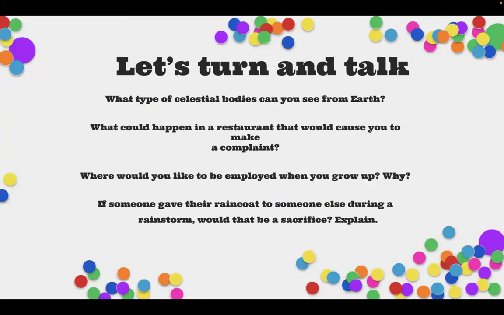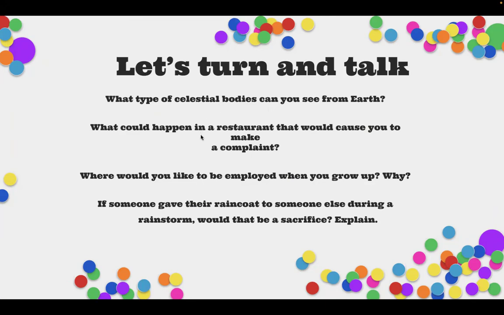Now let's start and talk about these 4 words. So this is a question about celestial. What type of celestial bodies can you see from Earth? We had a classroom discussion about this, and answers arrived like the moon, the stars, the sun, outer space.